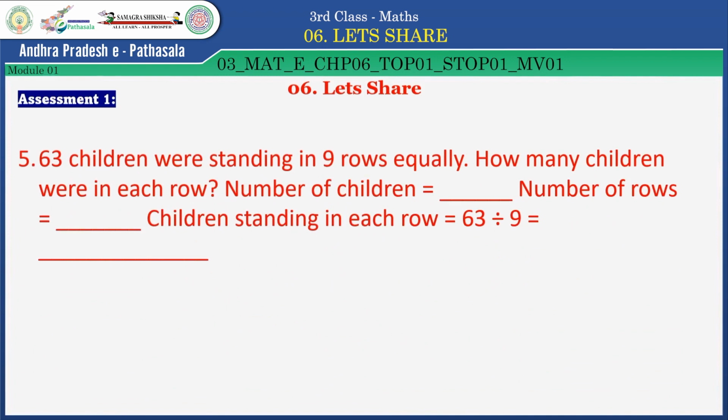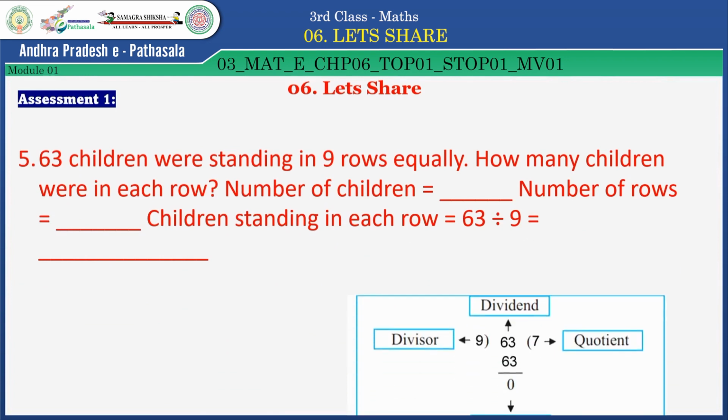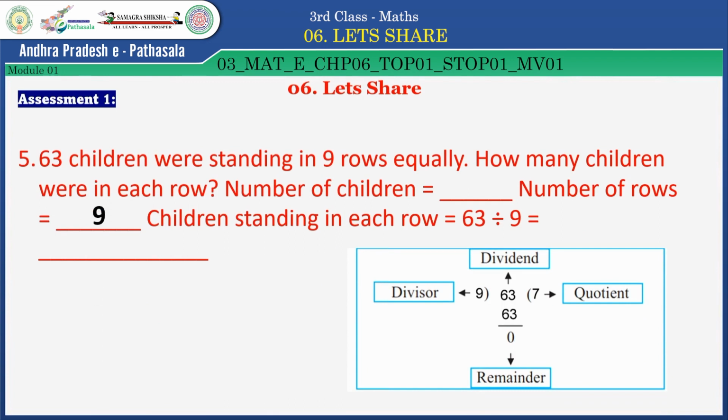Fifth problem is 63 children were standing in 9 rows equally. How many children in each row? The answer: total number of children are 63 and the number of rows is equal to 9. Children standing in each row is equal to 63 divided by 9. Here the dividend is 63 and the divisor is 9. In the 9 table, 9 7s are 63. 63 minus 63 is 0. The quotient is 7 and the remainder is 0. That is, 63 divided by 9 is equal to 7.